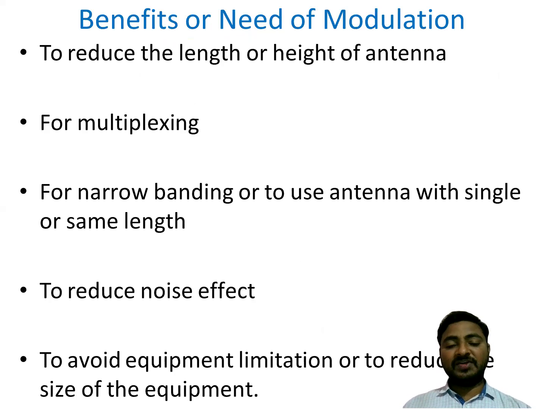Next one is the benefits or needs of modulation. What are the needs of modulation? They are to reduce the length or height of the antenna, for multiplexing purposes, for narrow banding, or to use the antenna with a single or same length, to reduce the noise effects in the transmitters and receivers, to avoid the equipment limitations, and to reduce the number of components and size of the equipment.